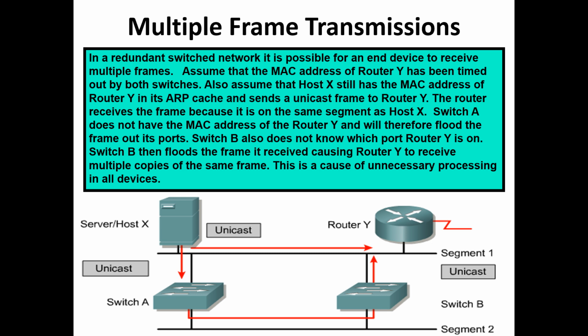Assume that the MAC address of router Y has been timed out by both the switches. Also assume that host X still has the MAC address of router Y in its ARP cache and sends a unicast frame to router Y. Switch A doesn't have the MAC address of router Y and will therefore flood the frame out its ports. Switch B also doesn't know which port router Y is on. Switch B then floods the frame it received, causing router Y to receive multiple copies of the same frame. This causes unnecessary processing in all devices.